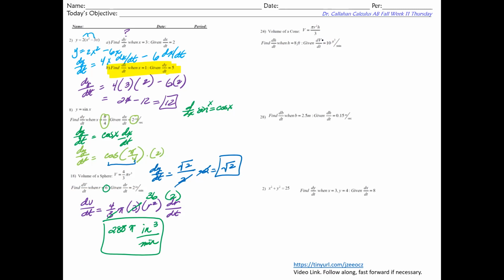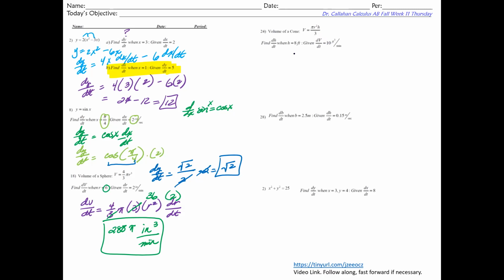So dV over dt is, no, let's see, how do I want to set this up? Sorry, I'm looking at this and I'm not quite sure how I want to first approach this. Okay, now I kind of have an idea.